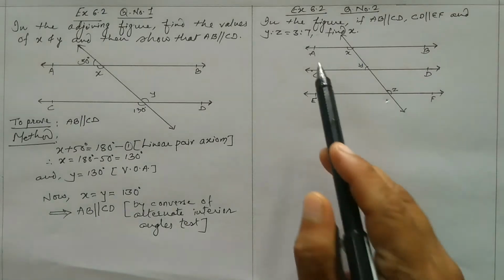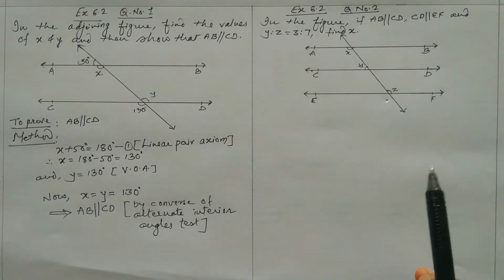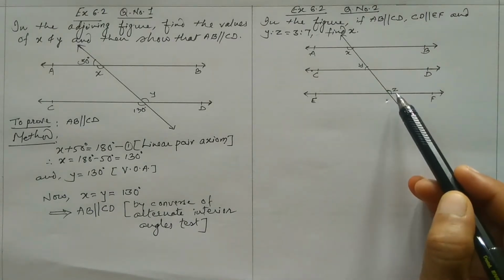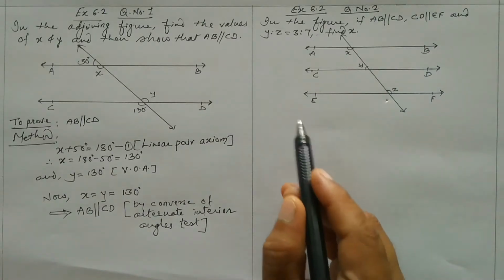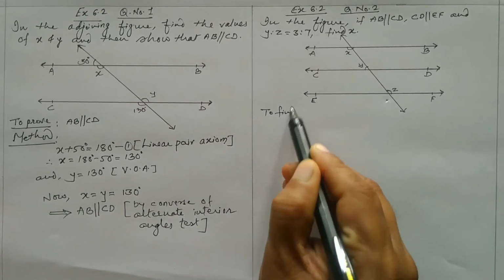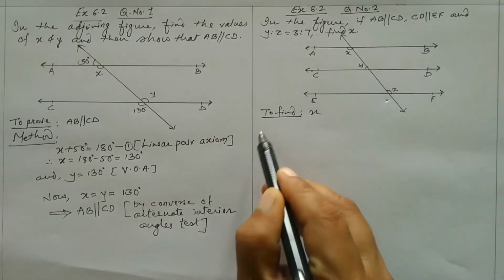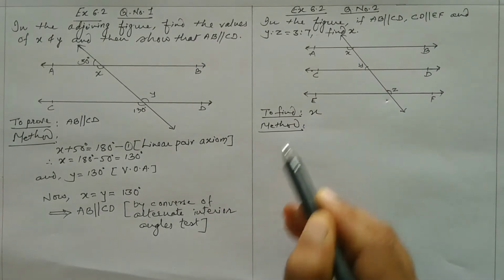Here it is given that AB is parallel to CD and CD is parallel to EF, and y is to z is 3 is to 7. Then you have to find the value of x. So let us proceed. We have to find x. See the method how to proceed.